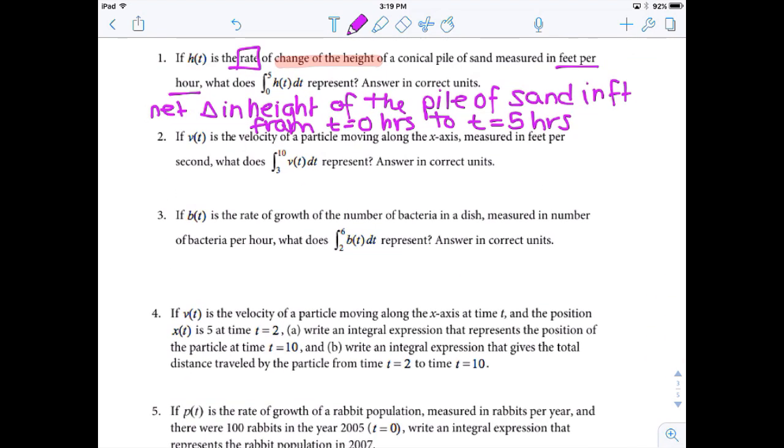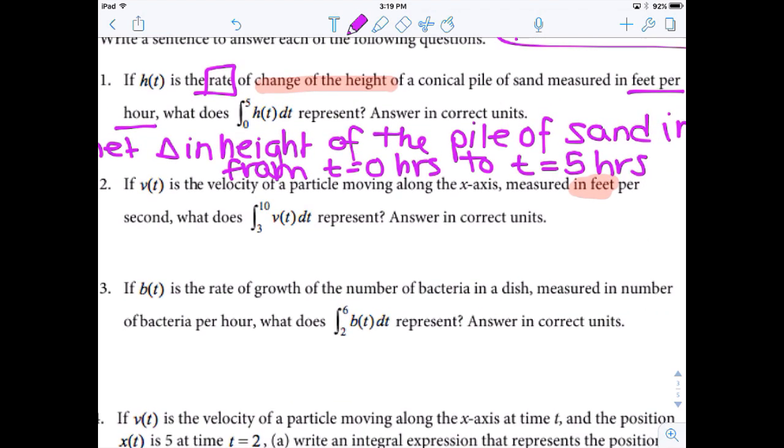Okay? Same thing if we're talking about something like velocity, right? Velocity of a particle moving along the x-axis, measured in feet per second, is v. What does the antiderivative or the integral of that mean from 3 to 10? So think about it. Velocity is sort of the derivative. It's already the rate. We're finding the antiderivative, so that has to do with position. So I would be looking at the net change in position. I would be looking at the displacement, right? So that is the net change in position, or you could call it the displacement.